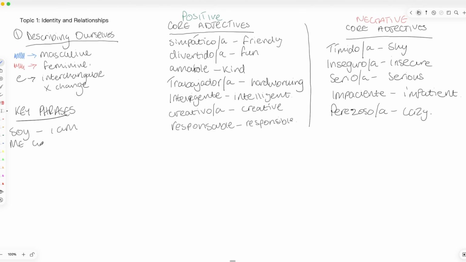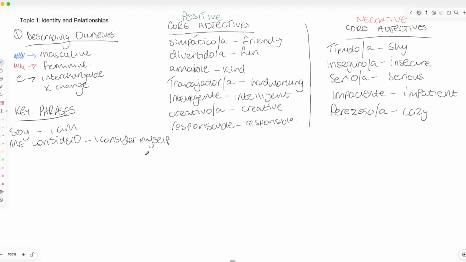Me considero. I consider myself. It's a nice one to use. You could say me considero simpático. I consider myself friendly, or simpática, depending if you're a female.